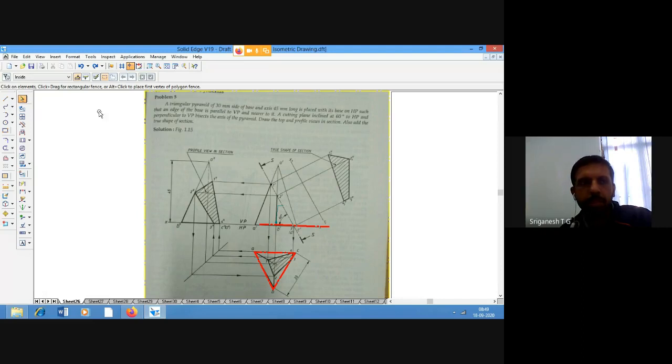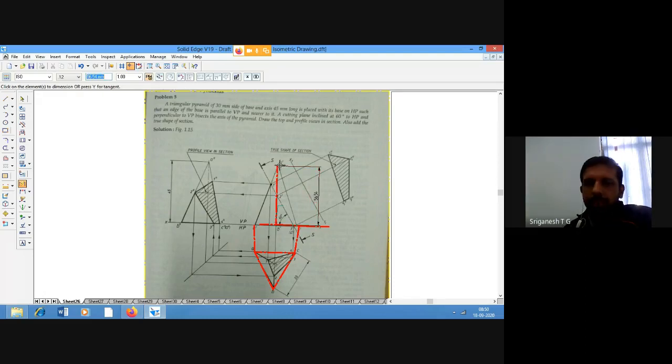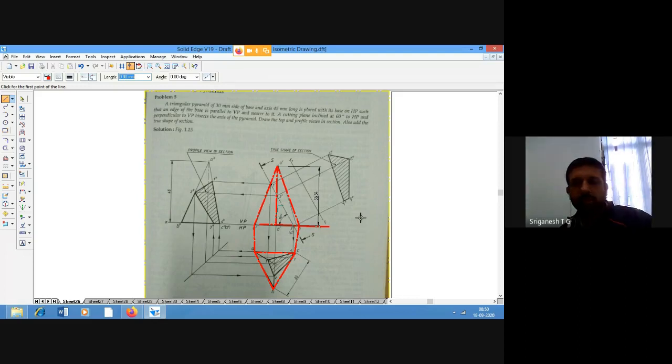So now before we draw the cutting plane, we have to draw the front view for the pyramid. We will project it from the top view, from every corner of the triangle, and then this height should be 45, which is already given in the question, the axis of the pyramid. Now you draw the front view for the pyramid and join the corners to the apex.